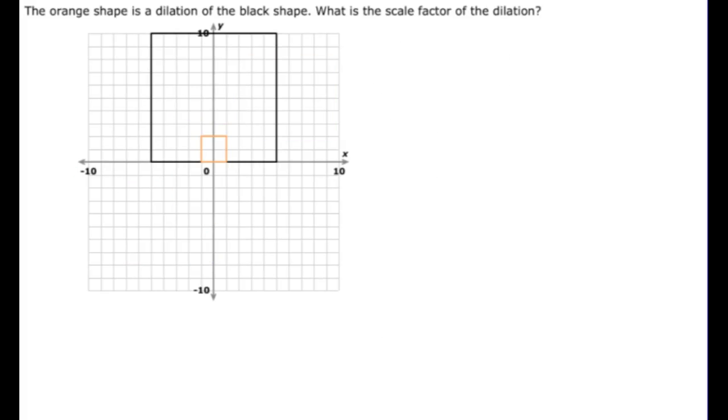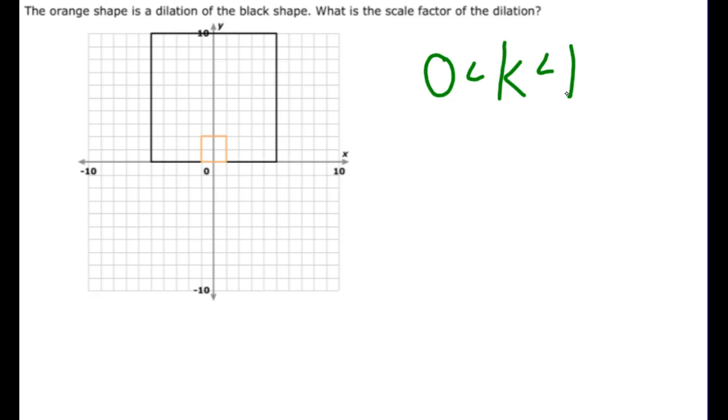In this last example, the orange shape is a dilation of the black shape. What is the scale factor of the dilation? So if the orange shape is a dilation of the black shape, that means the black shape is the pre-image, the orange shape is the image. So we could see this is a reduction. Okay, our image is smaller than the pre-image. If it's a reduction, remember, our scale factor has to be between 0 and 1.